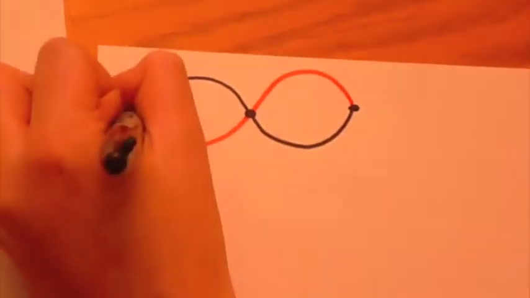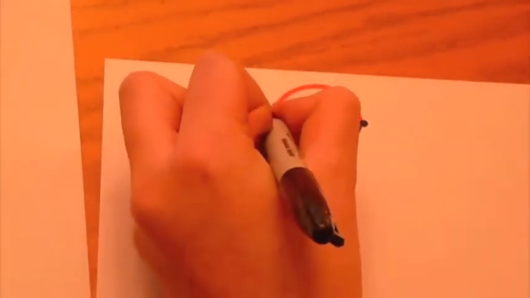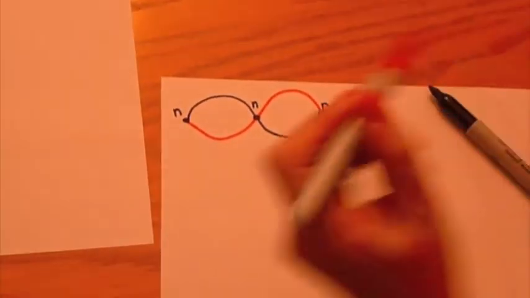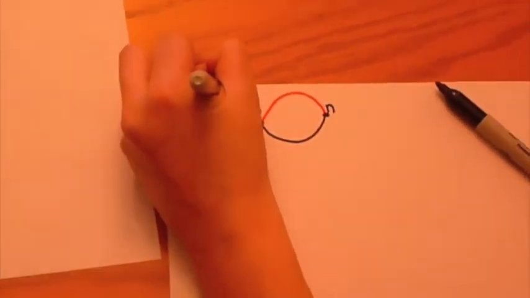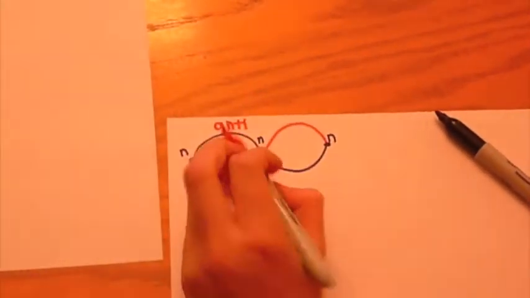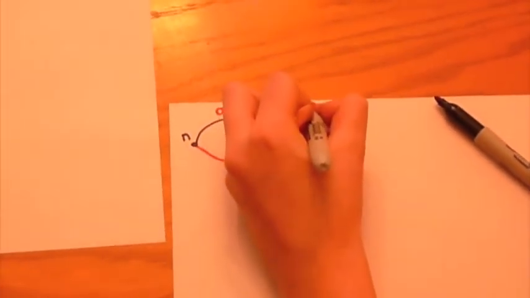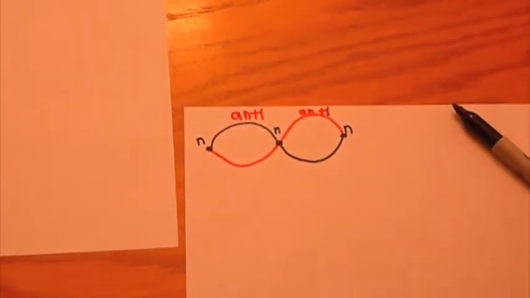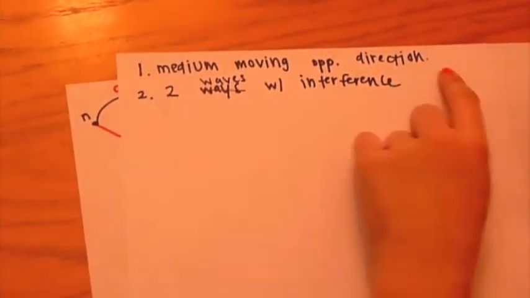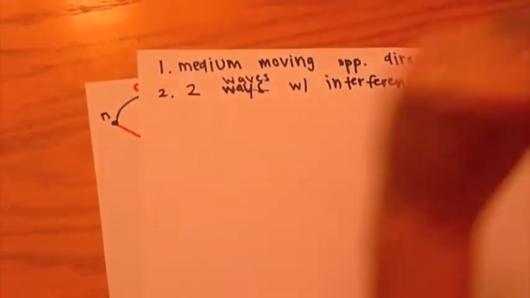These points are where they don't move, and these are called nodes. And then these points where the wave is actually moving up and down, that has the amplitude, I'll call our antinodes. So these are both here and here, and that is where the amplitudes are. Now, these waves are created with interference or a medium moving in the opposite direction, and there are two types of interference.